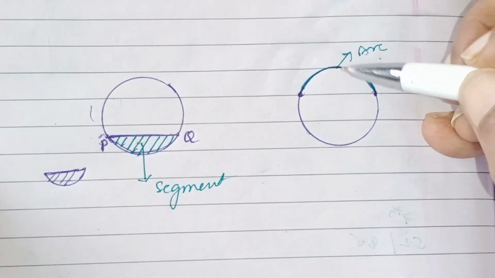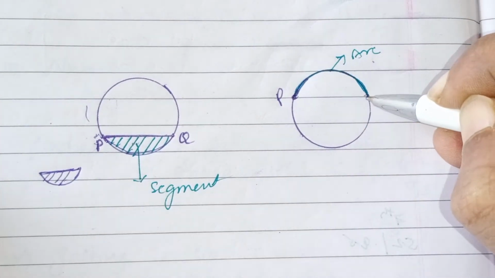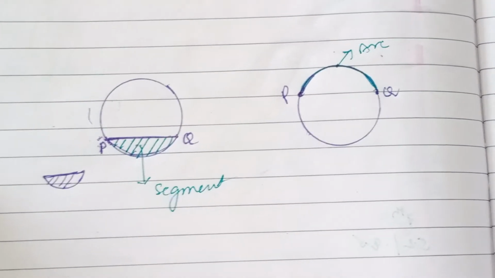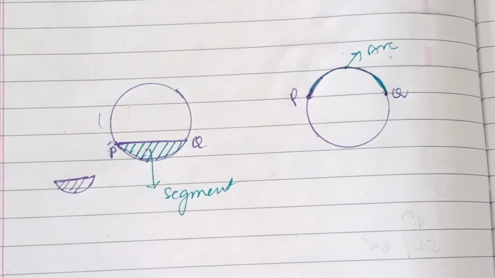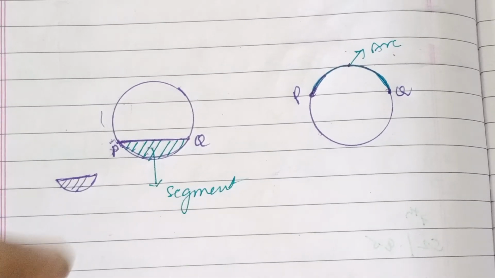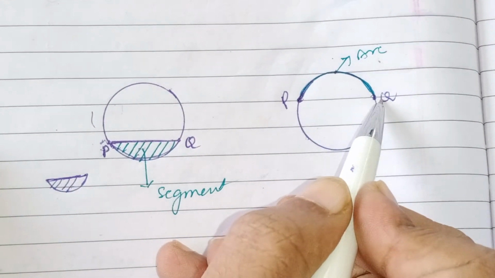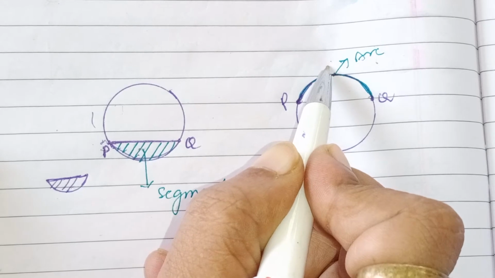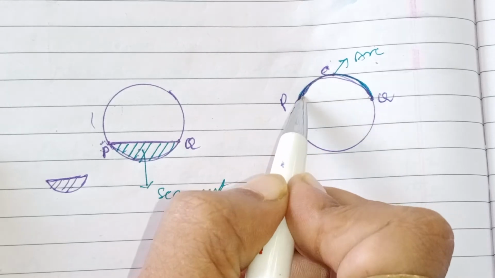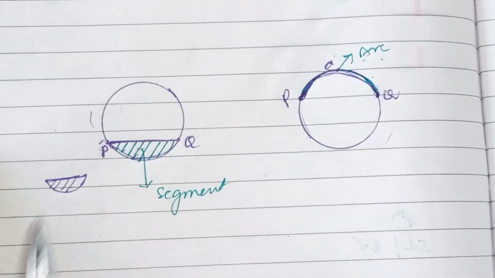Now another point is arc. See, if you take this point P and here point Q, here some point A, and if you take some other point, this is called an arc. Okay, and this is a minor arc and this one is the major arc.